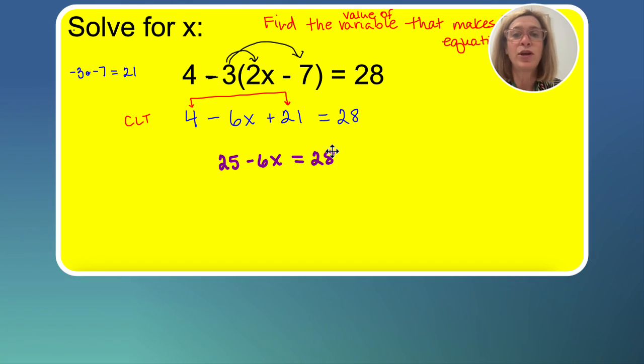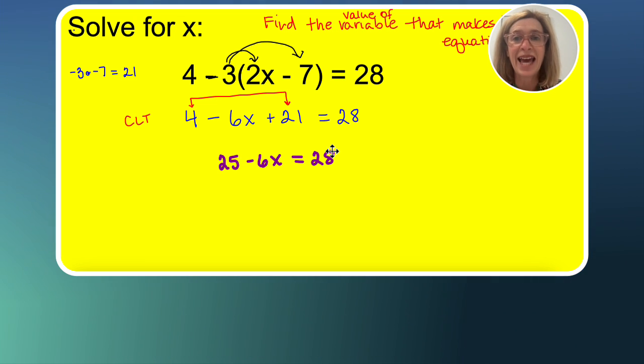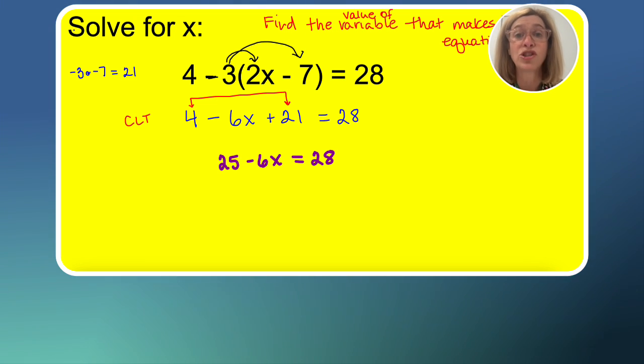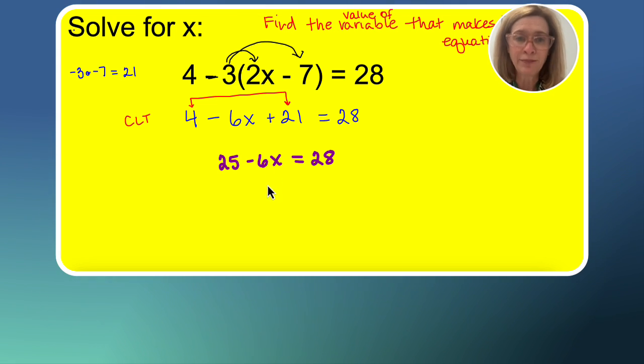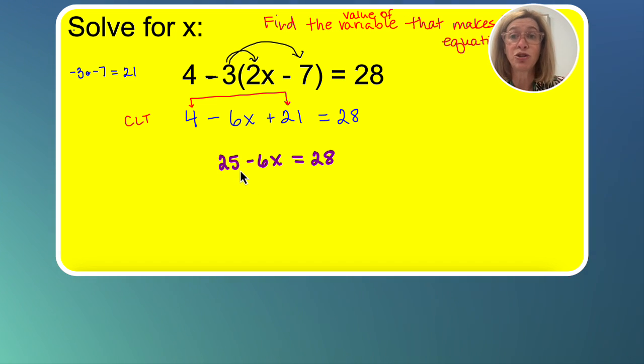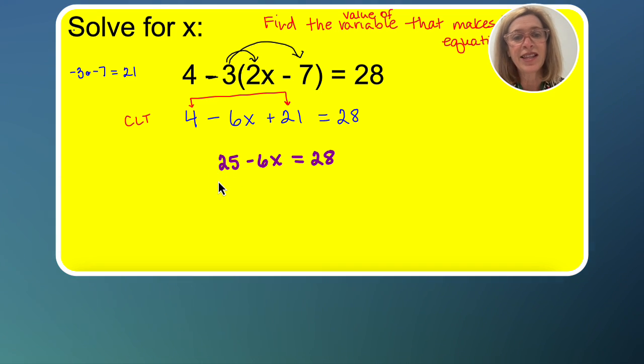So now the equation is set up to balance it, to isolate the variable, to get the x alone. That's the goal. Solve for x. Find the value of the variable that makes the equation true. The first thing I have to do is undo the addition and the subtraction. 25 has a plus sign in front of it, I think of it like that, so I have to subtract it to the other side.